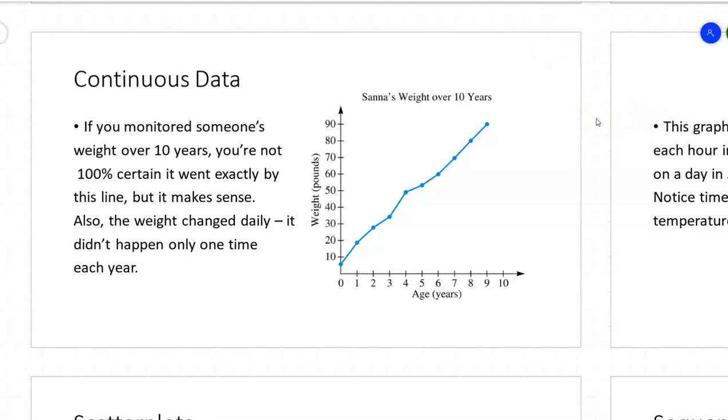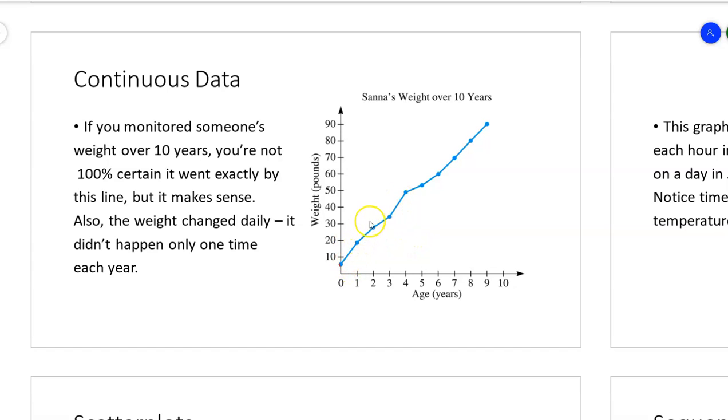So continuous data, here's an example. If you monitored somebody's weight over 10 years, you don't know with 100% certainty that it goes by this line. Probably the doctor's office is going to weigh them at their annual checkup. So you know what they weigh at year 0, and then at year 1, and then at year 2, and then 3, and then 4, and so forth. But you don't know necessarily that it follows this exact pattern in the middle, right? Maybe they gained a bunch of weight, and then it leveled off, and then it went under, and then it went up again. So it is possible that between a year and 2 years, it actually went more like this. But we're probably pretty convinced that the weight followed a similar pattern where it went from 1 year to 2 years to 3 years to 4 years.